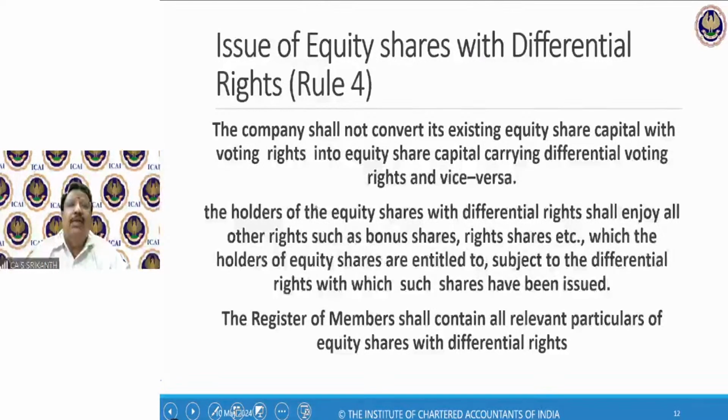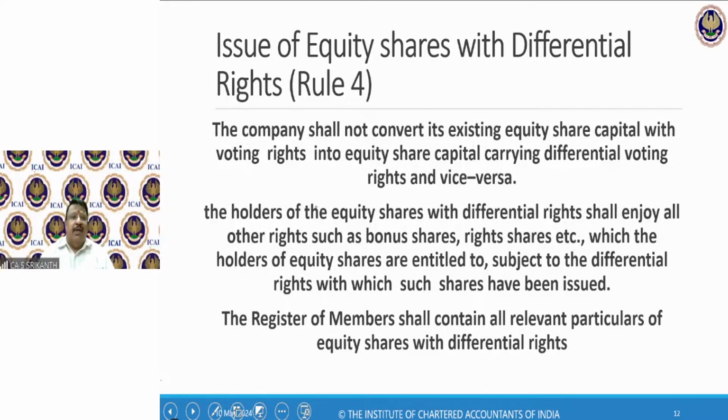The company should not convert its existing equity share capital with voting rights into equity share capital carrying differential voting rights. If you already have equity shareholders, you cannot. Of course, you can have variation of shareholders' rights, but variation cannot amount to converting it into differential voting rights shares. The holders of equity shares with differential rights shall enjoy all other rights, such as bonus and rights, everything the same. In fact, for dividend, you'll get a little more. And at the time of selling the share, you'll get the same price. See, think about it. If Mr.